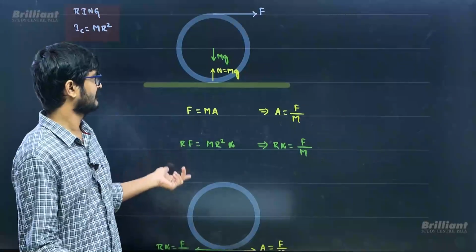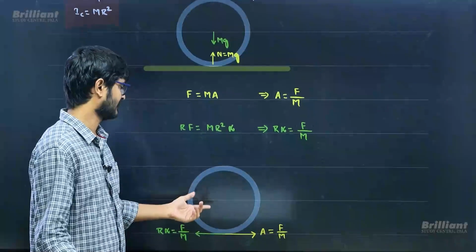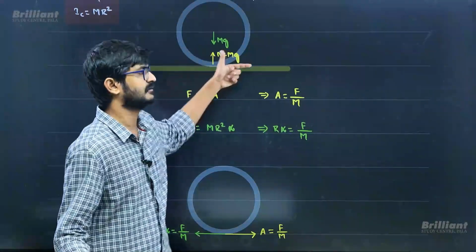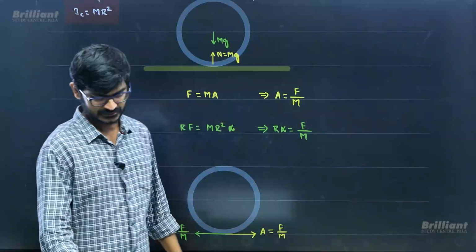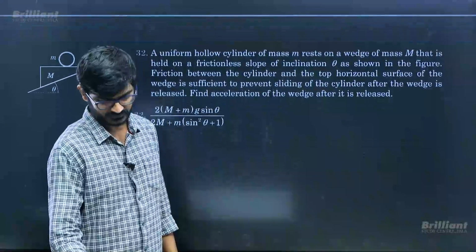Now you can find, if it is a disc, what is the direction of friction. In this particular question, if it is a disc, you can easily prove it will be in the forward direction. Anyway, that doesn't matter to me. Now going to the question.